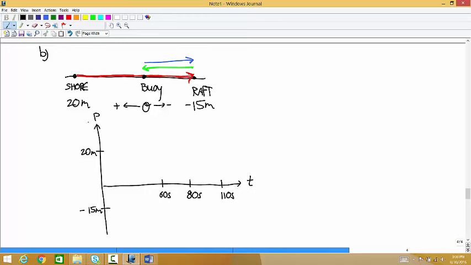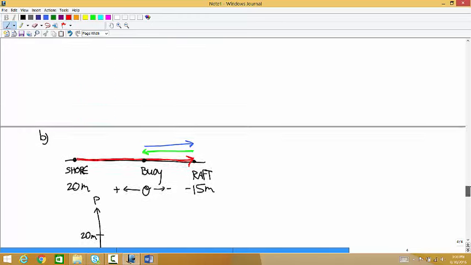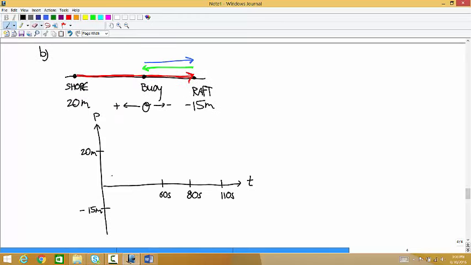So the swimmer starts at positive 20. After 60 seconds, the swimmer is at negative 15. After another 20 seconds, the swimmer is at 0. And then after 30 more seconds, the swimmer's gone back to minus 15. And so this motion looks something like that.